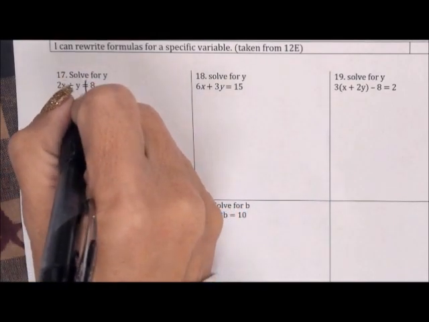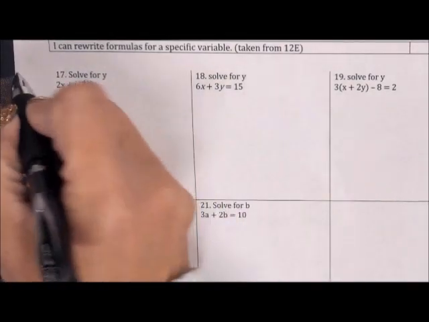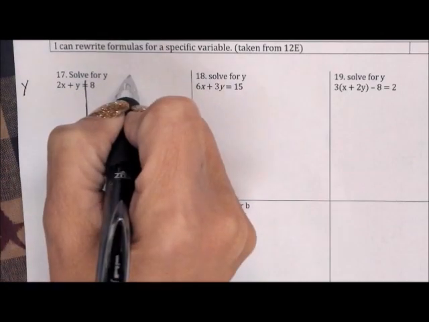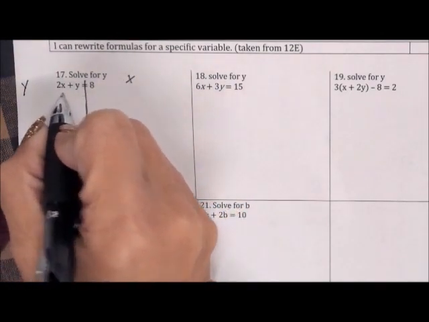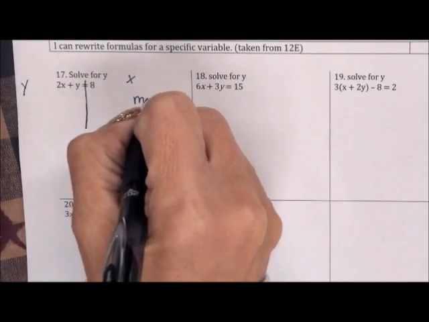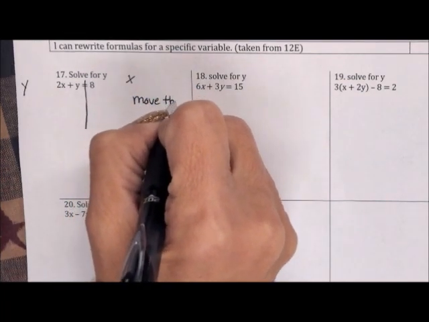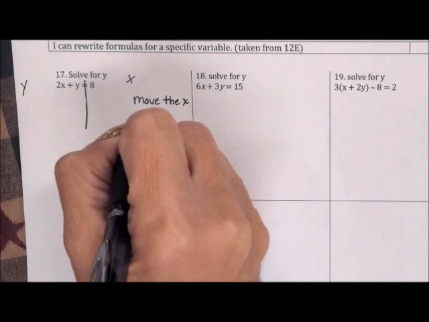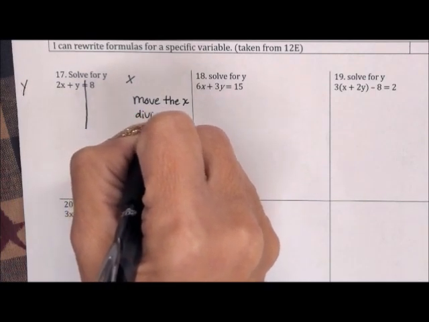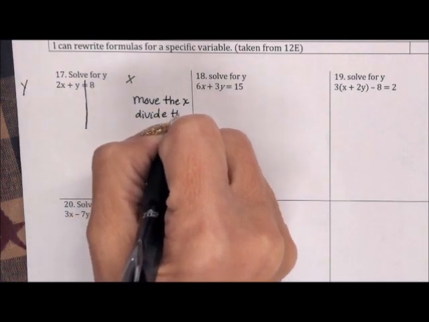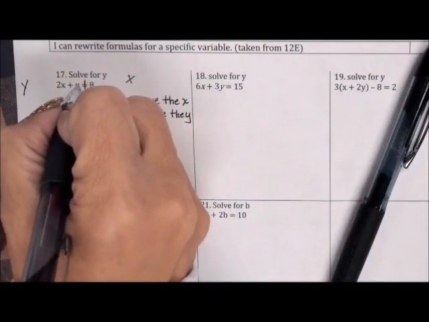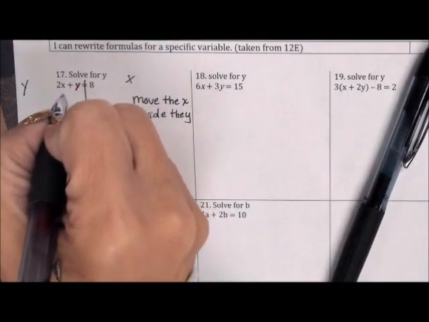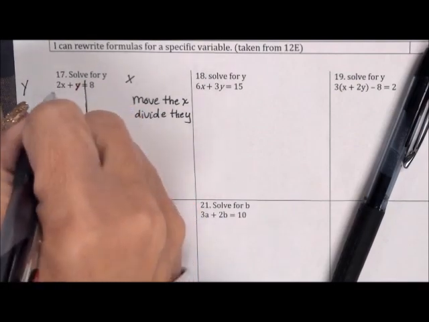So we're going to start off, we're going to draw our line, and we're going to make this our y side, and this the x side. So I'm going to move the x. Remember, I talked about how you move the x and you divide the y. Move the x, divide the y. So I'm going to leave y right here. I'm not going to move it. What I'm solving for, I leave put.